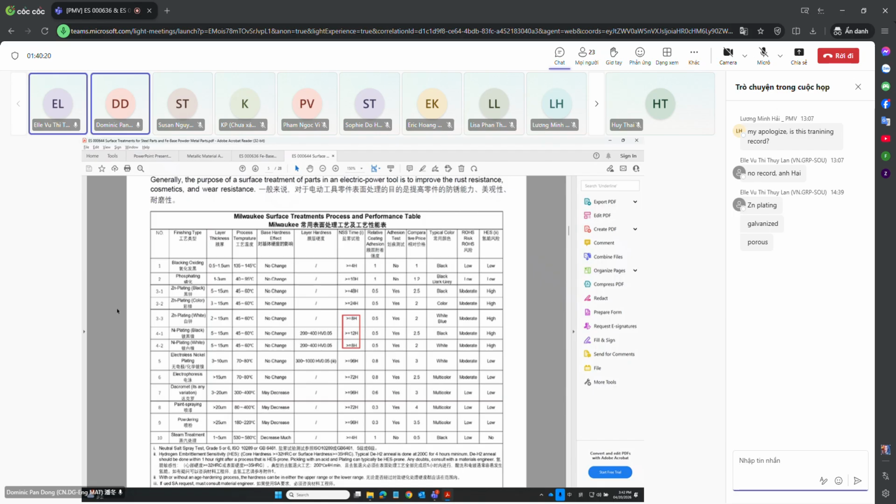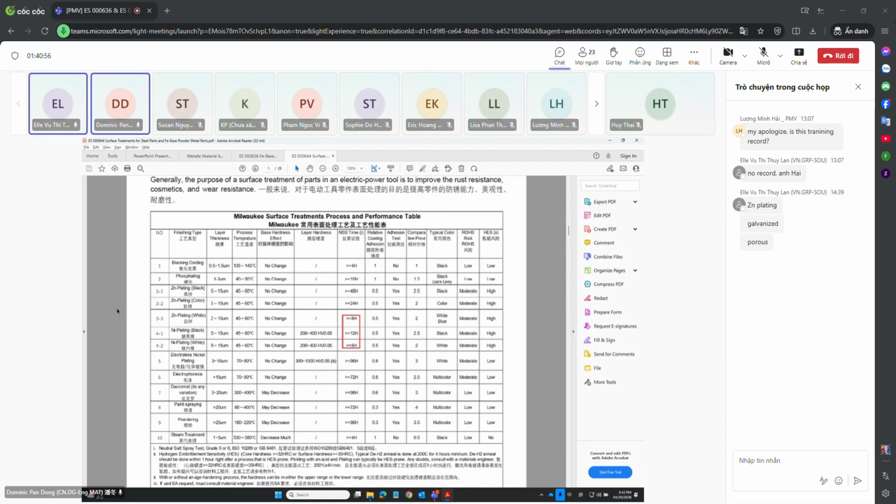Usually for our parts, we only stay focused on the NSS test, the salt spray testing, and sometimes just the layer thickness. So others usually have no troubles at all. So how about zinc plating, like for powder metal? Any recommendations? I understand. That means our drawing requires zinc plating for powder metal parts, right?